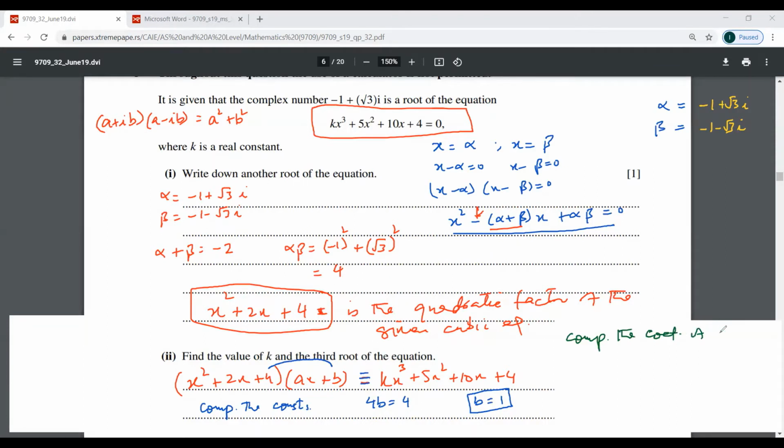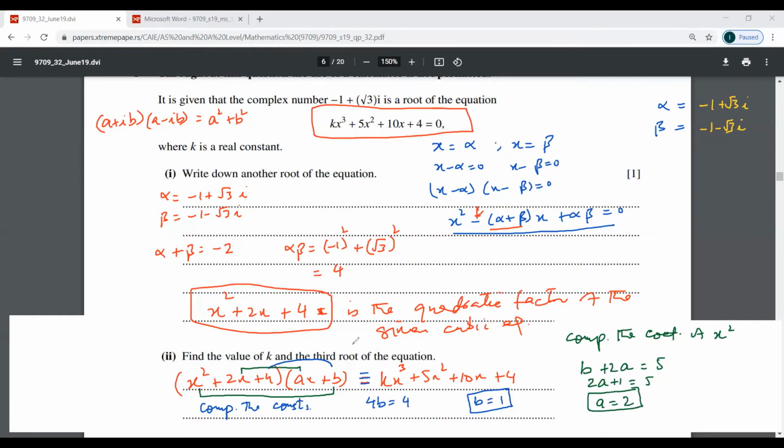Of x squared. So x squared into b would give us one coefficient, which is b, and 2x into ax will give us another term in x squared, that will give us 2ax squared. So we have 2a over here, and that is equal to 5. Using the value of b over here, we have 2a plus 1 equal to 5. So a is going to be 2.